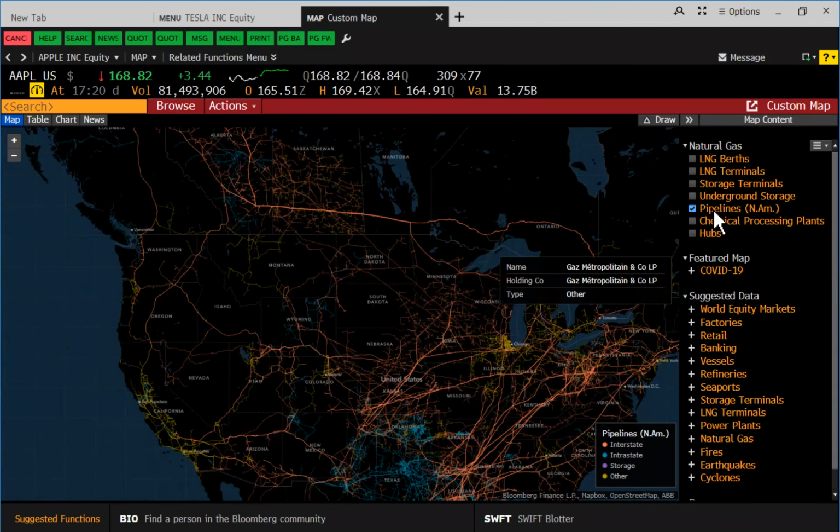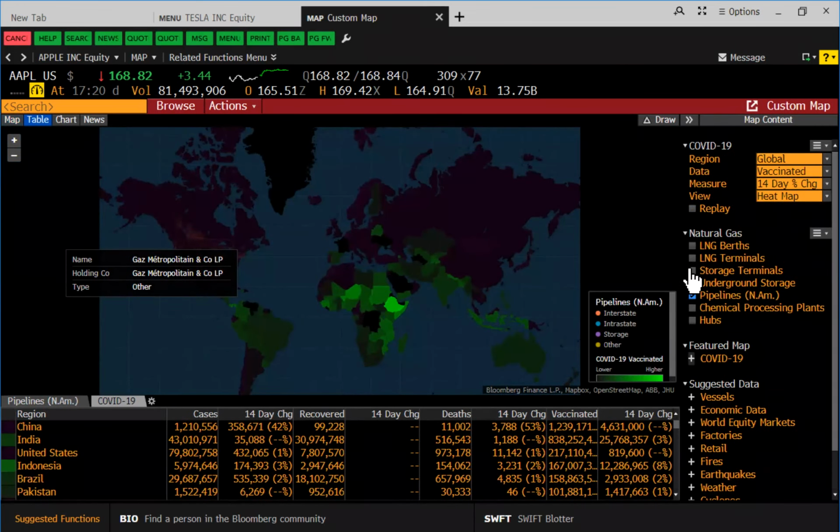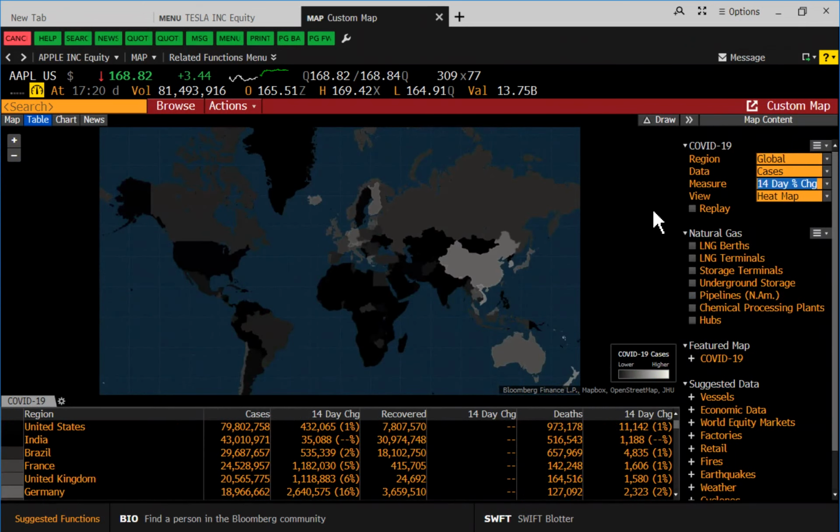You can also choose COVID to see the COVID cases around the world. I'll leave this part to you. You probably will spend a lot of time on this once you get into this map function.